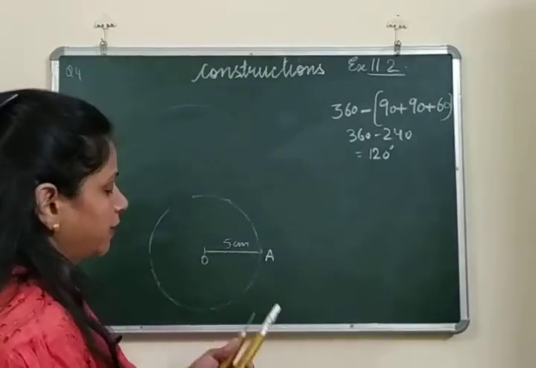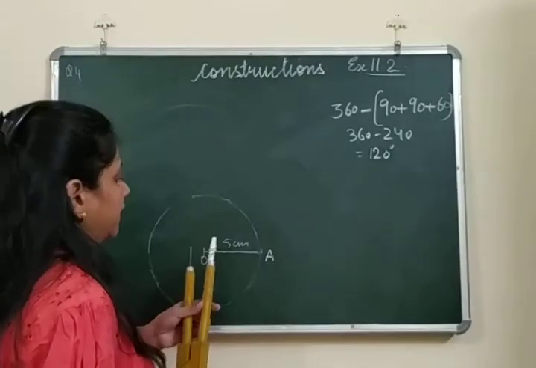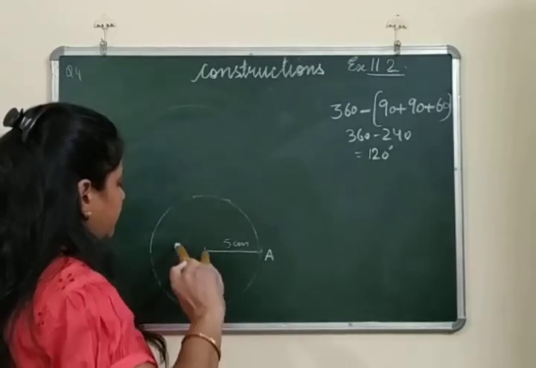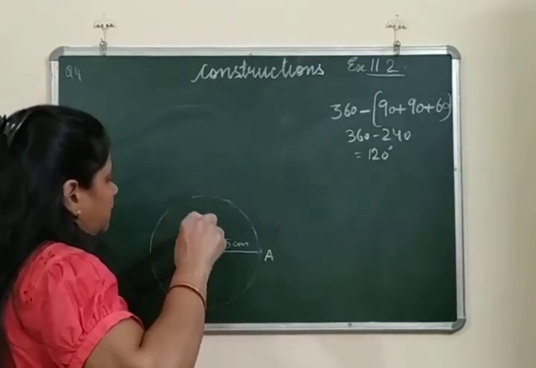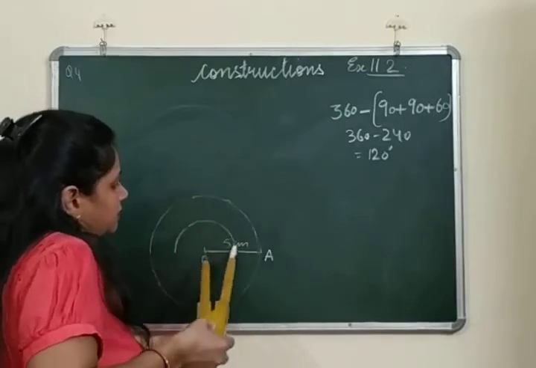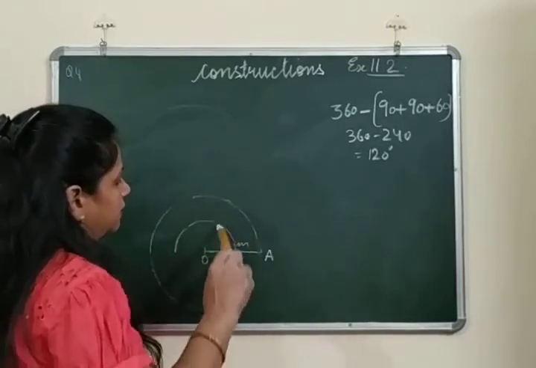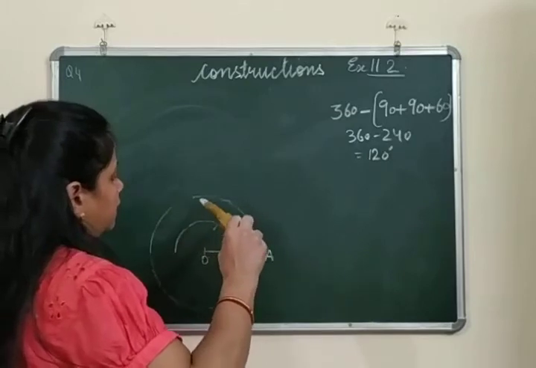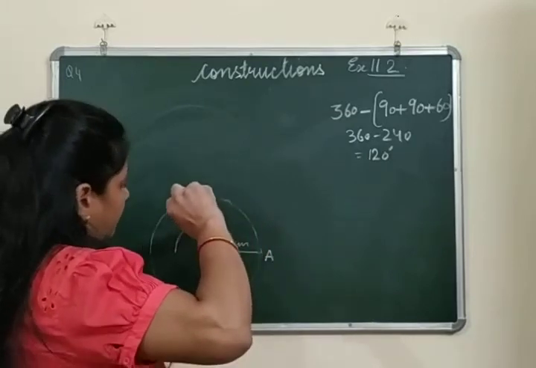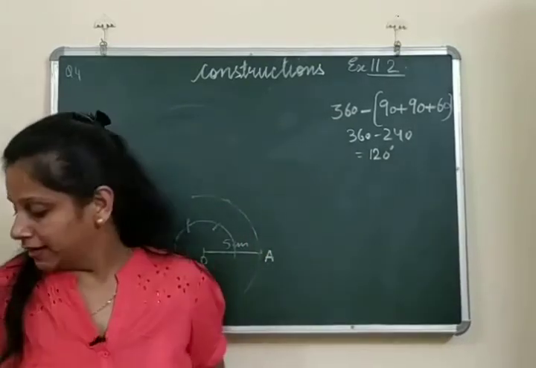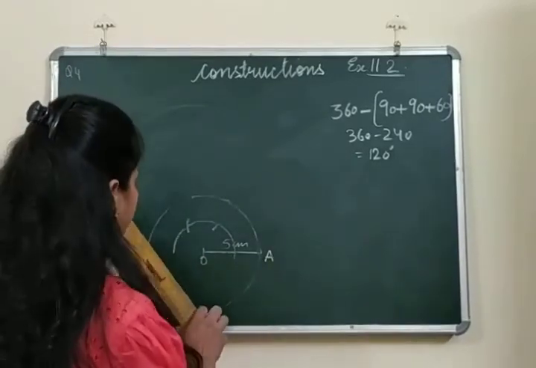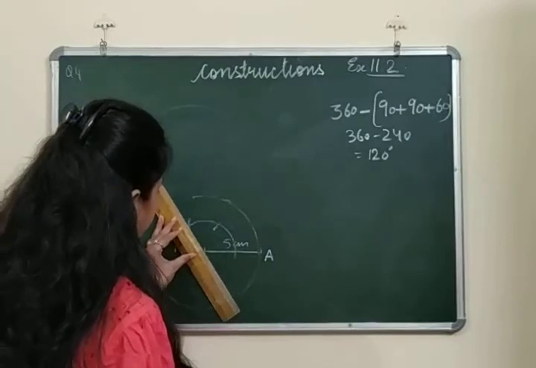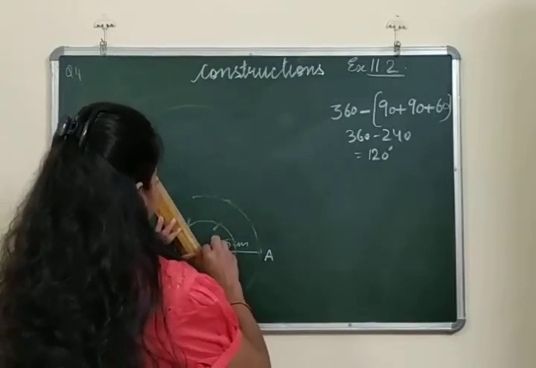Now how to make an angle of 120 degree? Keep any radius in the compass, place it at O. Make an arc like this. From this point, with the same radius, make an arc. From the arc that you have got, make another arc. And then join the line from O to this arc. That will be an angle of 120 degree.